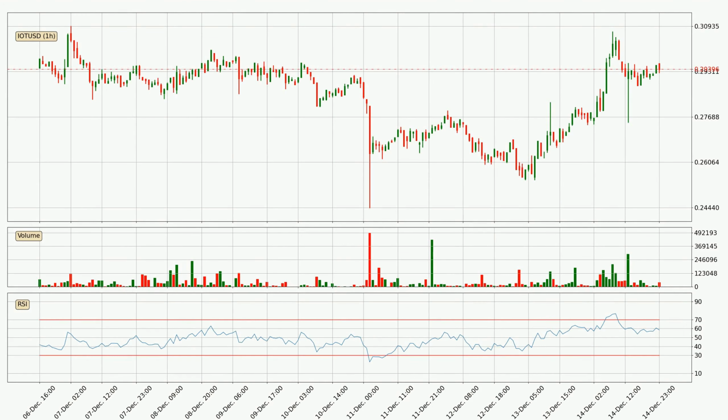Looking at the hourly relative strength index, the current hourly RSI is at 58, so there are currently no signs of the crypto being overbought or oversold.